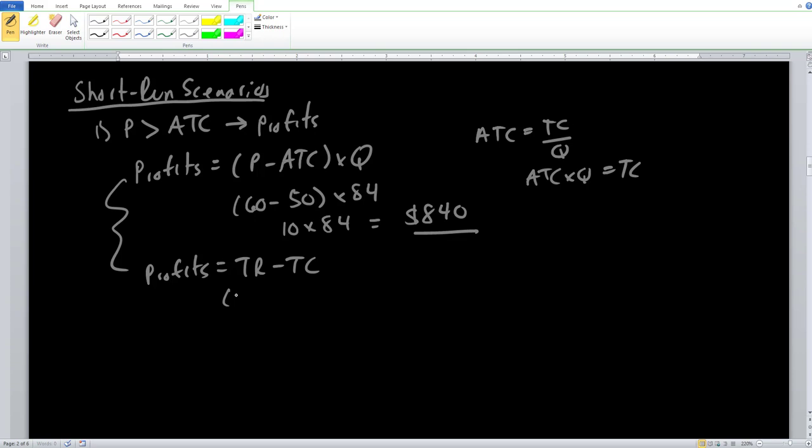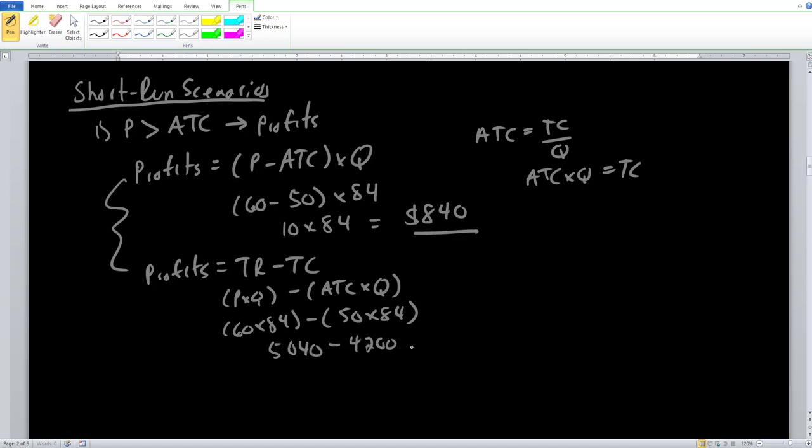So here, we'll do it the long way. Price times quantity minus ATC times Q. That's total revenue minus total cost. And then you go ahead and insert the profit maximizing price, quantity, and ATC. So 60 times 84 minus 50 times 84. Don't forget to distribute this negative over because that will matter. $5,040 worth of total revenues minus $4,200 worth of total cost. And once again, this will give us $840 worth of profits.